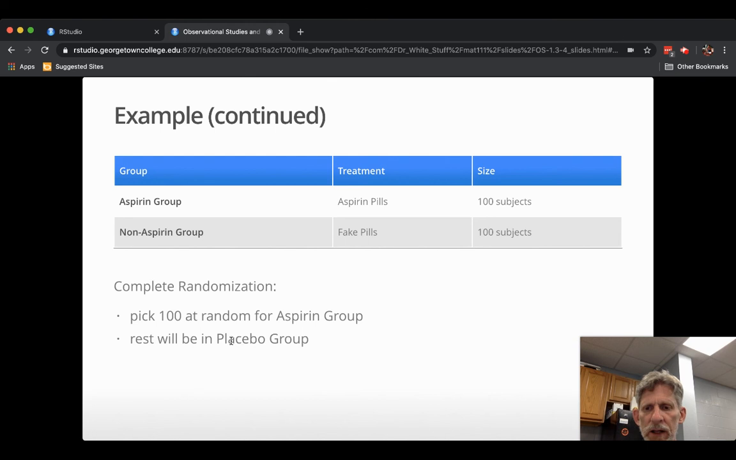By the way, the non-aspirin group here, that's often called in experiment world the placebo group. We'll see why that term is used very soon. But another term that could be used is control group, because they're not getting the special little treatment, the aspirin.